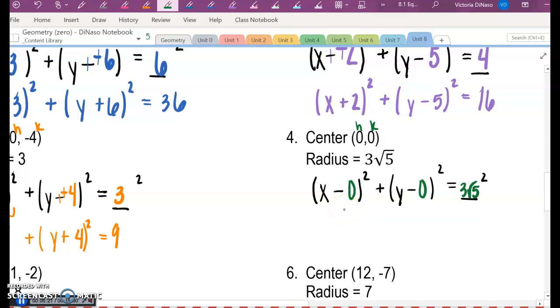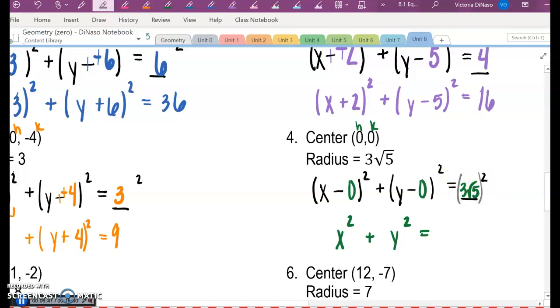So when we convert this, I'm subtracting 0 again from x, so I'm going to rewrite this as just x squared because I'm not subtracting anything from x. Then we have plus (y minus 0) squared. Again, I'm not subtracting anything from y, so I'm just going to leave this as y squared, and then we have equals.